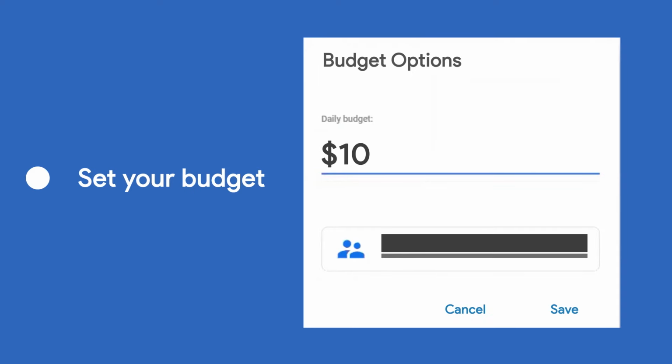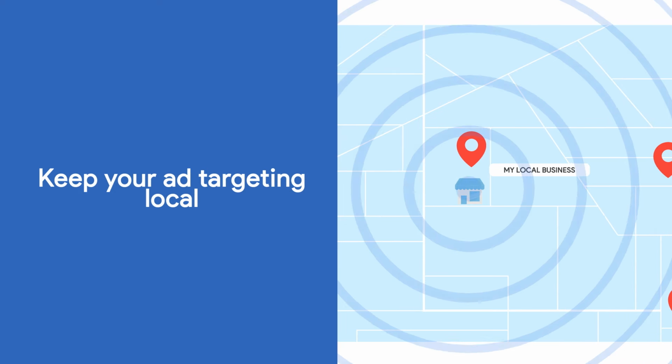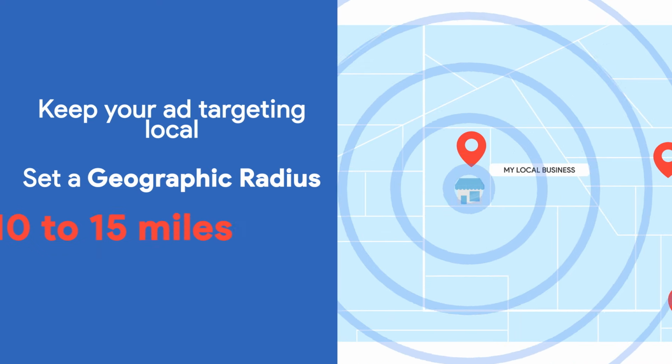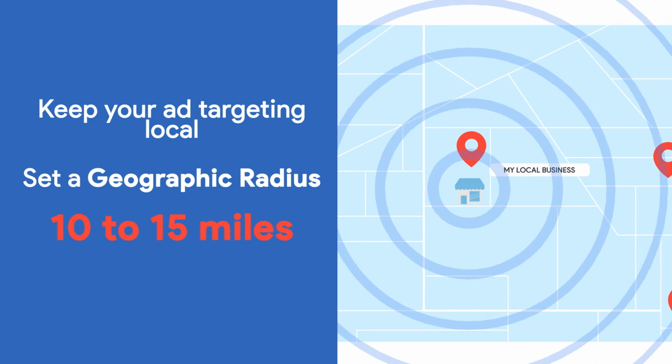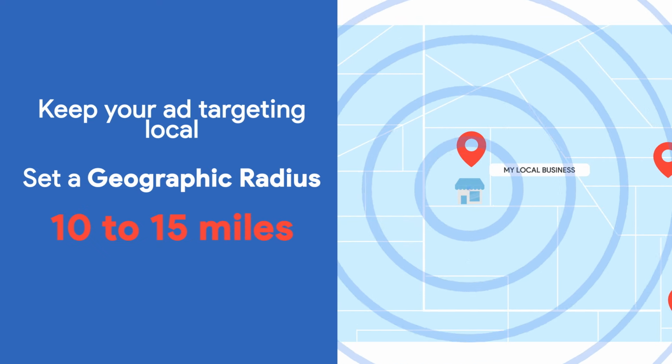Now, set your budget. Even with just $5 or $10 a day, you can make an impact. Keep your ad targeting local. Set a geographic radius, like 10 to 15 miles around your business. That way, your ads are shown to people close by.